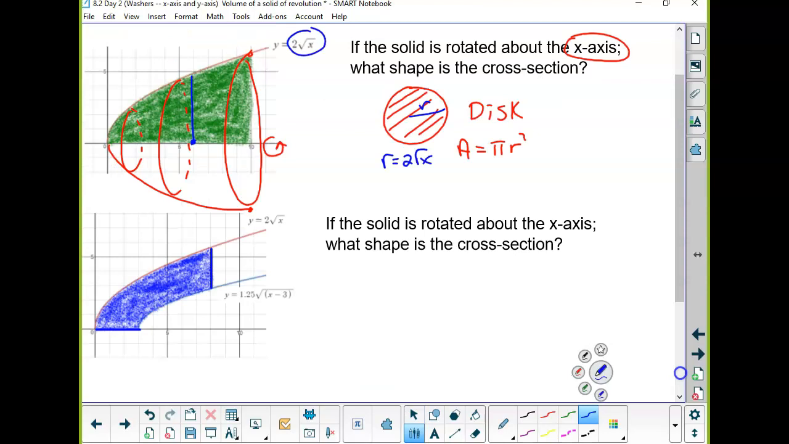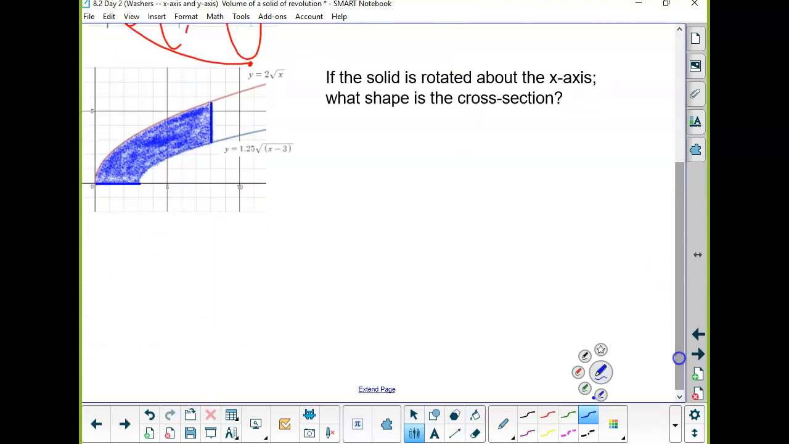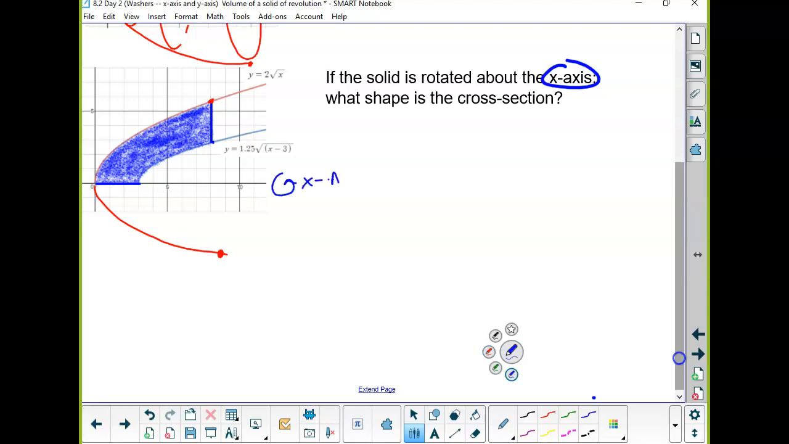I'm still going to rotate about the x-axis. There's just more to rotate. You have to be very careful with this. Now, this red graph is the exact same thing we did up above. So I know it's going to look something like this, and this point will rotate down to here. And then the blue portion is also going to rotate about the x-axis.